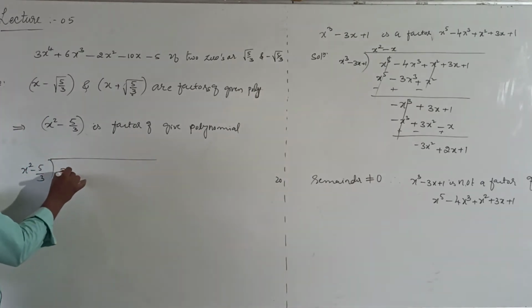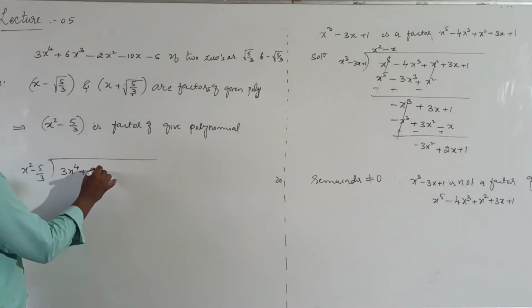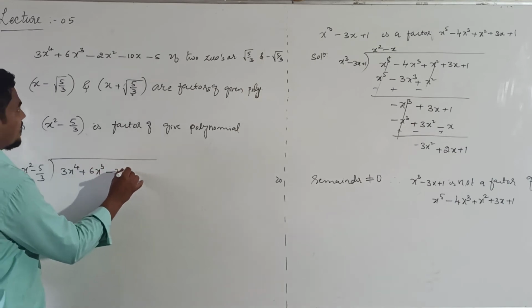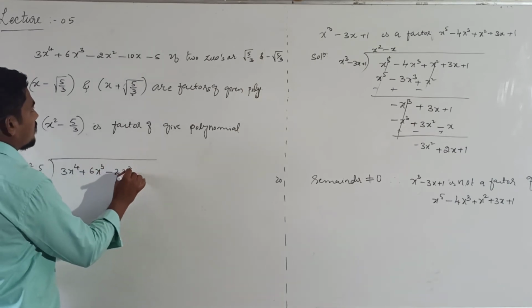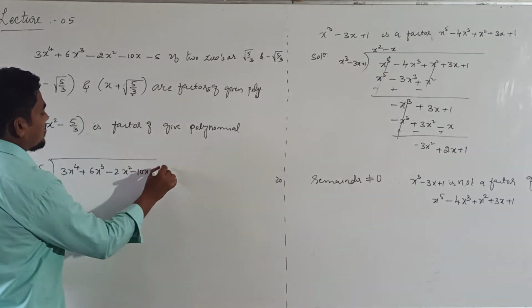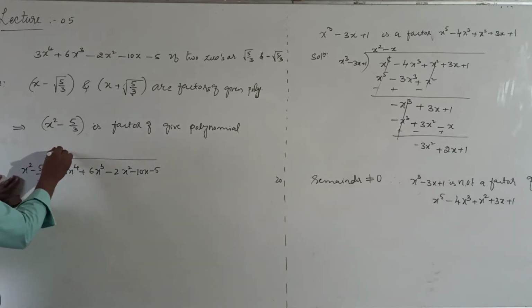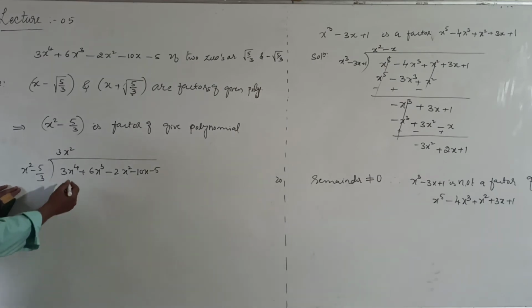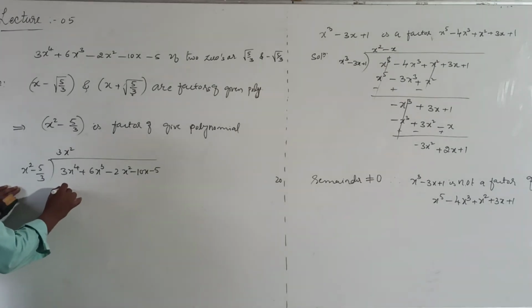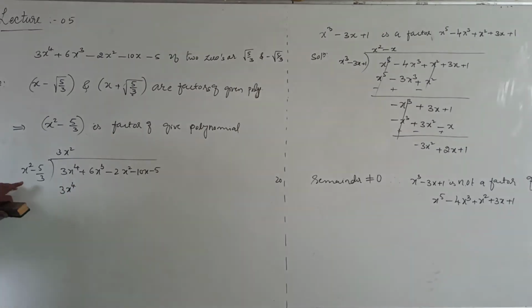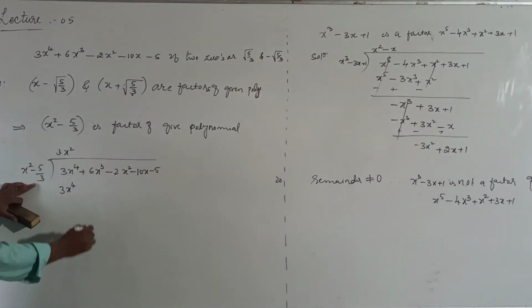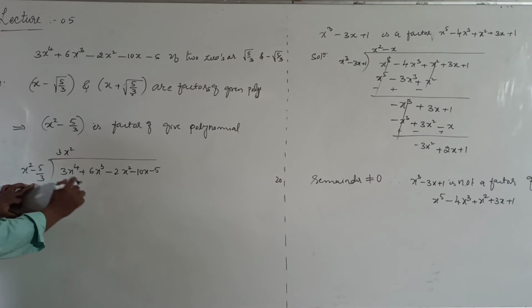Take 3x power 4 plus 6x cube minus 2x square minus 10x minus 5. For getting 3x power 4, which term we need to multiply? That is 3x square. 3x square means we get 3x power 4. Multiply for this also. That is minus 5 by 3 into 3x square.